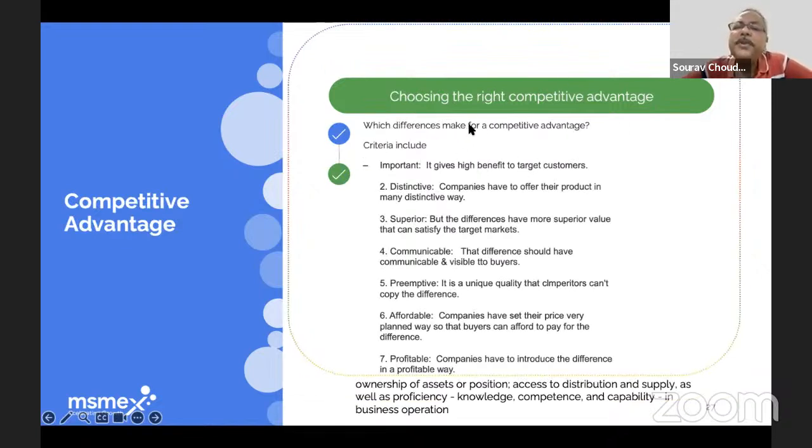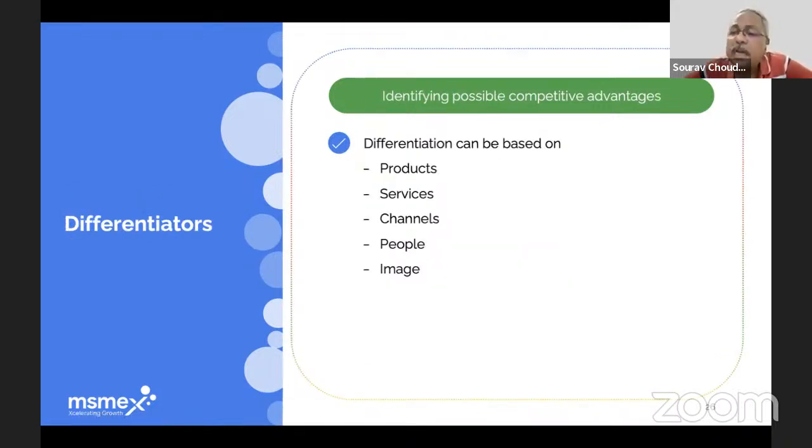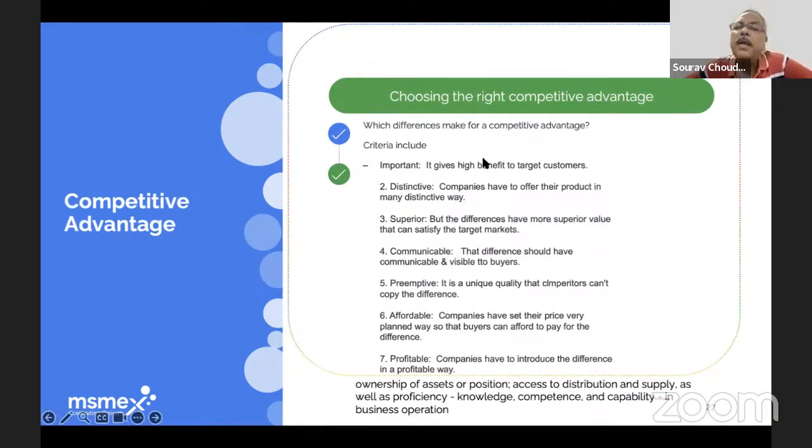Choosing the right competitive advantage: which difference makes the competitive advantage? Which difference is more important for you? In product, service, channel, people, image. And what are the criteria? Important, gives high benefit to target customers. How important is your product? How important is quality? How important is service? How important is ingredient? That gives a high benefit to your target customer. That is the differentiator you sometimes need to choose.